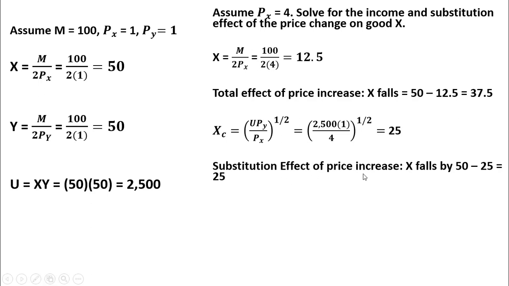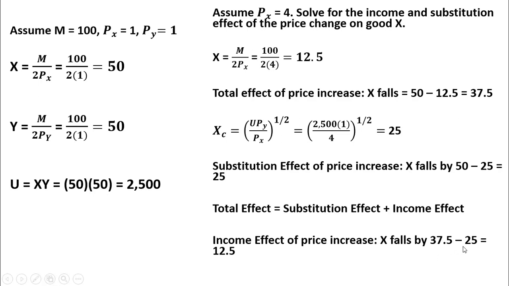So the substitution effect of the price increase is that X falls from 50 to 25, which is a 25 unit decrease. The total effect of the price increase is just the substitution effect plus the income effect. So we know the total effect is 37.5, the substitution effect is 25, so we can back into the income effect as 37.5 minus 25, or 12.5 units. And that's how you isolate the substitution effect and income effect of a price change. Okay, I hope you found this video helpful.